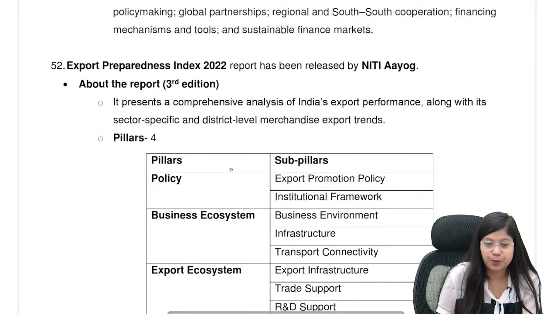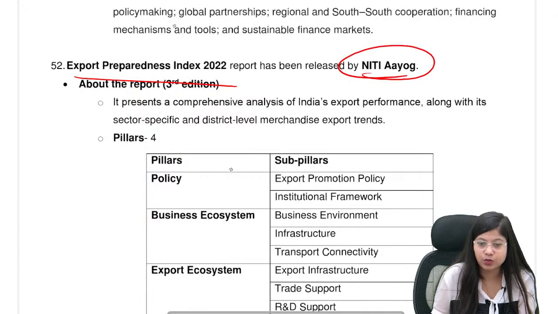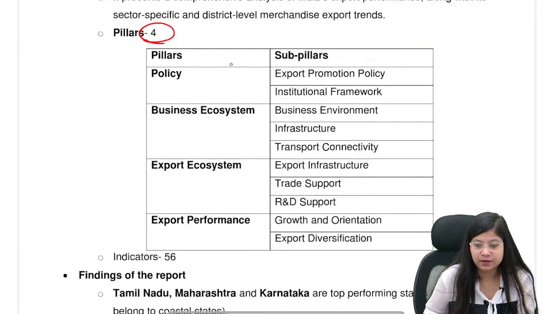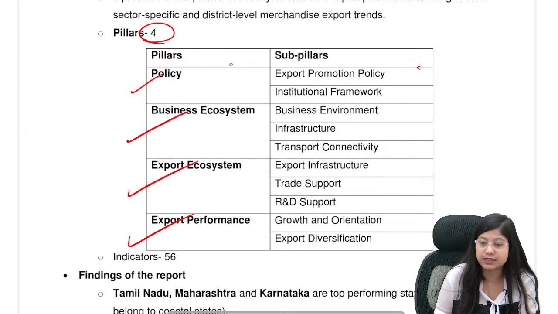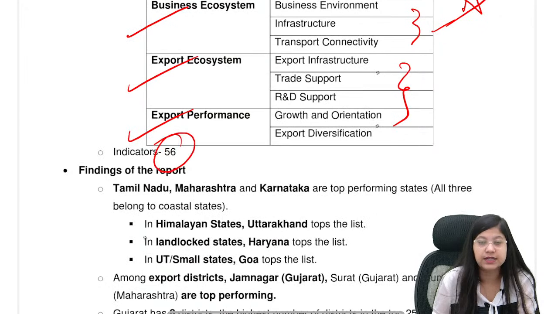Next is the Export Preparedness Index 2022, which has been prepared by Niti Aayog. So this is the 3rd edition of the report. 4 pillars were there: policy, business ecosystem, export ecosystem, and export performance, and these sub-pillars are important for you to remember. Total 56 indicators were there.